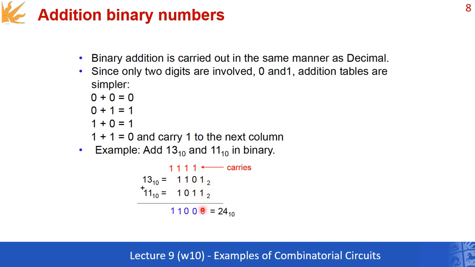1 plus 1 gives you 0 plus a carry over here, which you add to 1 over here. And again, it gives you a 0 plus 1 that you carry next. 1 plus 1 gives you 0, which you carry next. Now, in this particular case, 1 plus 1 gives you 0, plus 1 gives you 1 here. And of course, you got a carry over here. So adding 13 plus 11 gives you 24, and this is the binary format.